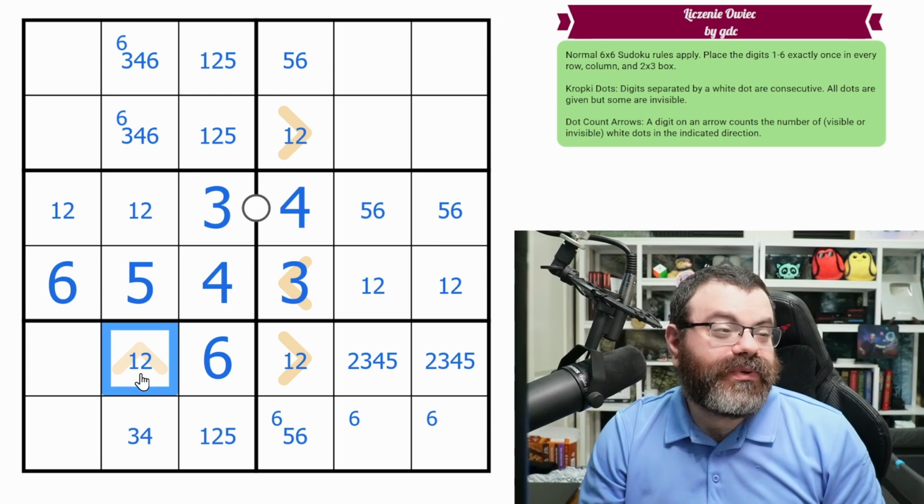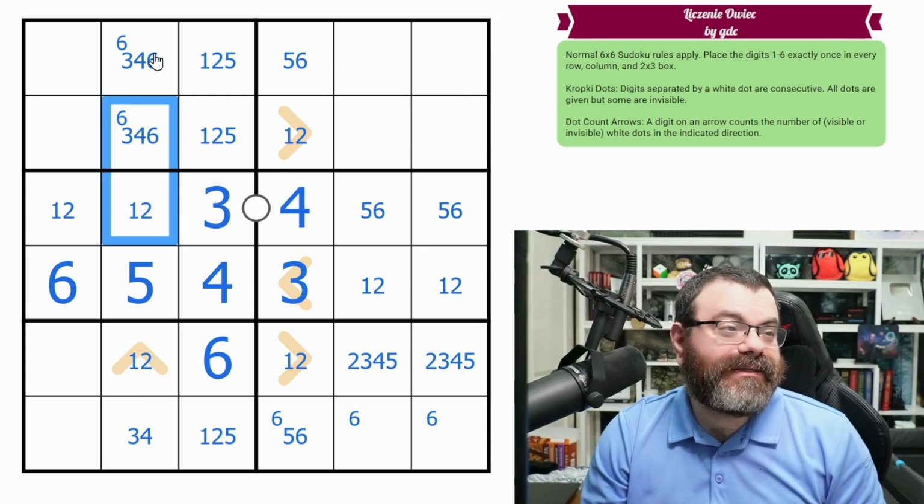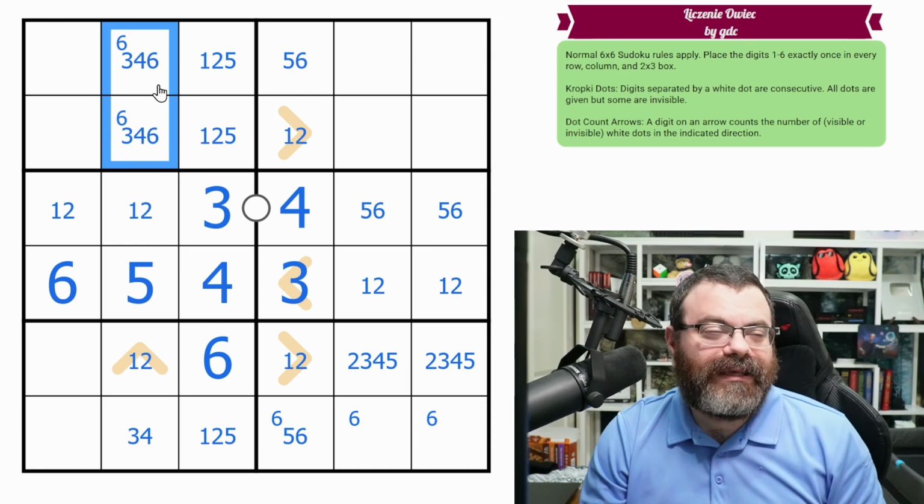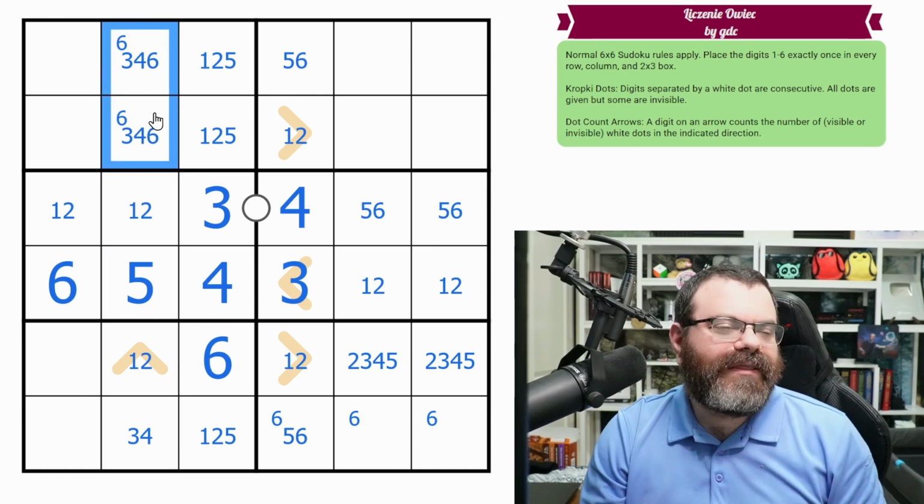So if we had 2 consecutives, it has to be here and here. So this would be exactly 2, 3, 4. Oh, but we need a 6 up here. Okay. With the 6 up here, with this being 3, 4, 6, and the 6 forced up here, these are not consecutive. So there's no 5. 5's gone.